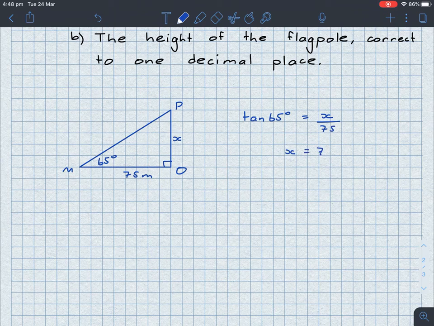We rearrange that in the same way as we did for part A. 75 tan 65, which gives us 160.838019 meters, 1 decimal place, 160.8 meters. So you can see it's just basic trig, but the diagrams are going to be slightly more complicated, and you just have to work out which 2D triangle you're working with within that 3D example.